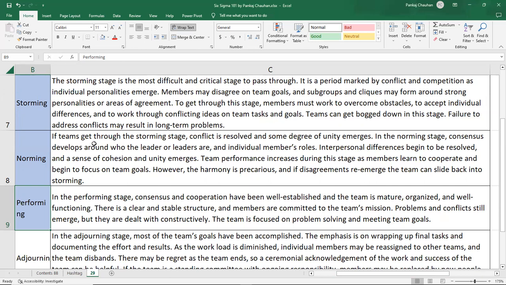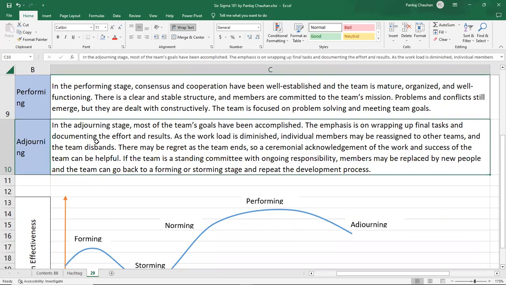The last one is adjourning, which we also call celebration. So in the adjourning stage, most of the team goals have been accomplished. Because, you know, the project is a temporary endeavor. So once the project is complete, the team members will go back to their regular work. And before we go, we appreciate and celebrate. So the emphasis is on wrapping up the final task, documenting the effort and the result.